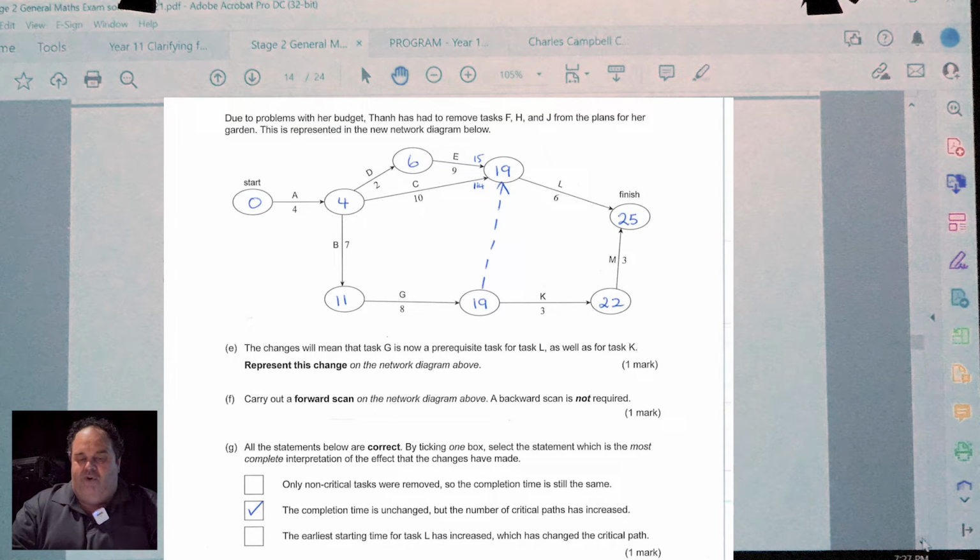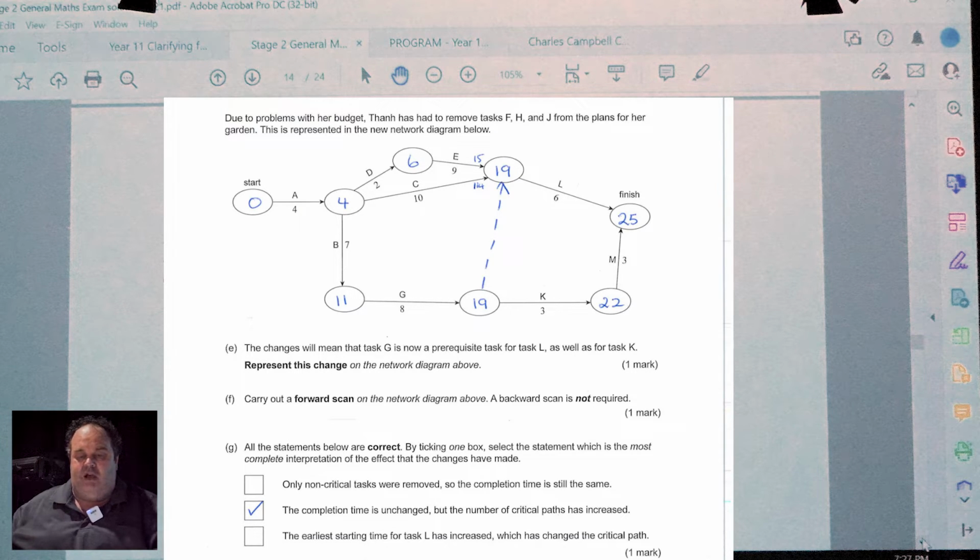We then carry out our forward scan. Clearly, if we haven't got it in there or made a mistake, follow through would occur. And it is just a case of adding the numbers up, putting in the largest value in. So this question, they've done both a forward and a backward scan, which leads to part G.